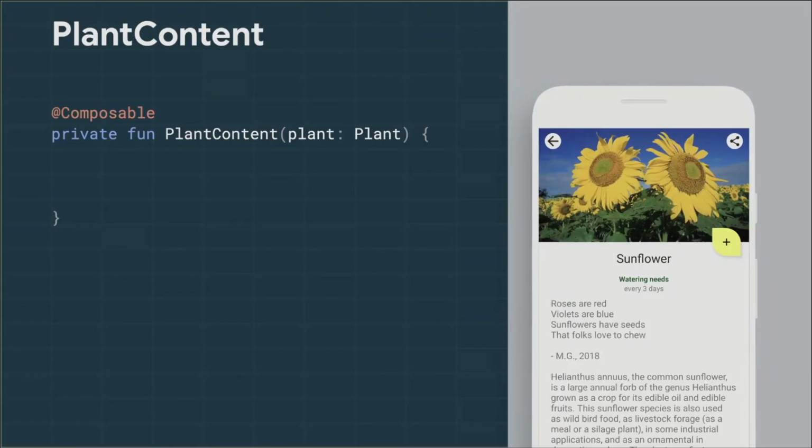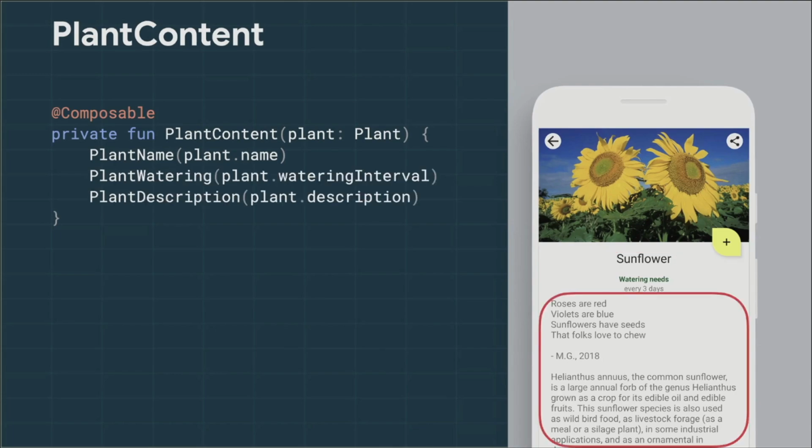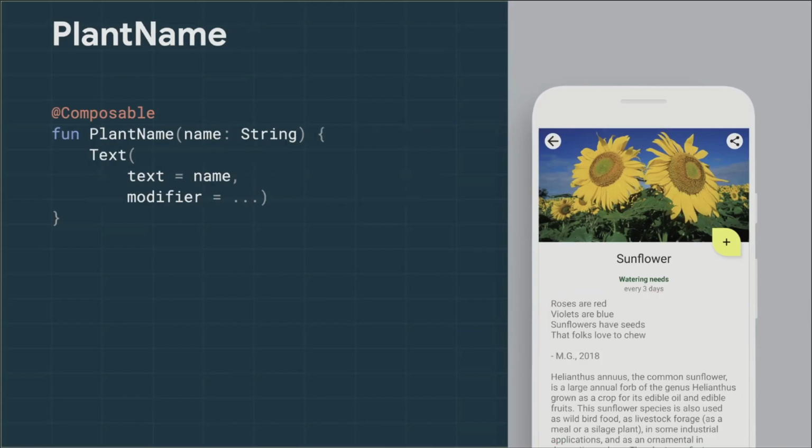In our plant content, we'll create 3 additional composables that match up to the 3 text views from earlier. So we have the plant name composable, plant watering for the plant's watering needs, and finally the plant description composable. Let's go through those one by one. The plant name composable is pretty straightforward. It's similar to the greeting composable from earlier, where we have a text composable with a bunch of modifiers to maybe center the text and make it a little bit larger.